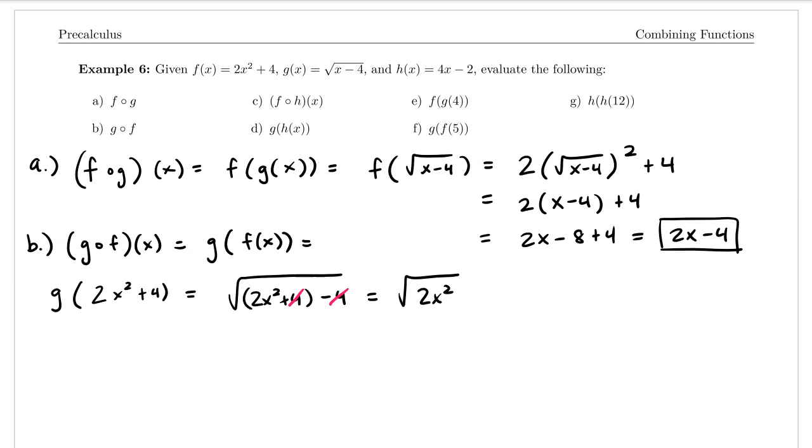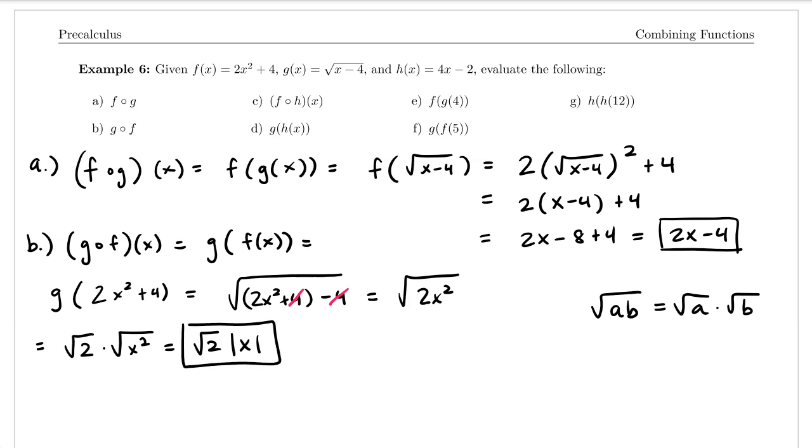Now square roots have the property that the square root of a times b is equal to the square root of a times the square root of b. So I can break this up into the square root of 2 times the square root of x squared. And this is equal to the square root of 2 times the absolute value of x. And there's our final answer for part B.